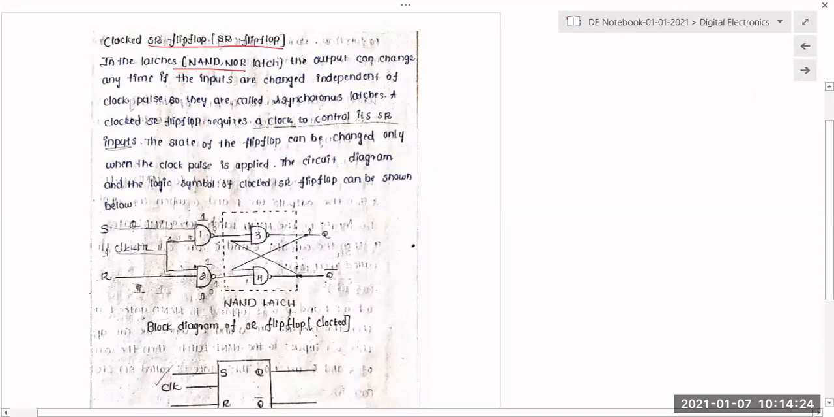In the latches, both NAND and NOR latch, the output can change at any time if the inputs are changed, independent of the clock pulse. So they are called asynchronous latches. This we discussed in the differences between latch and flip-flop.